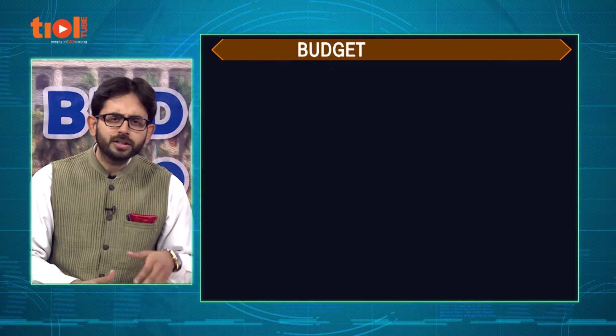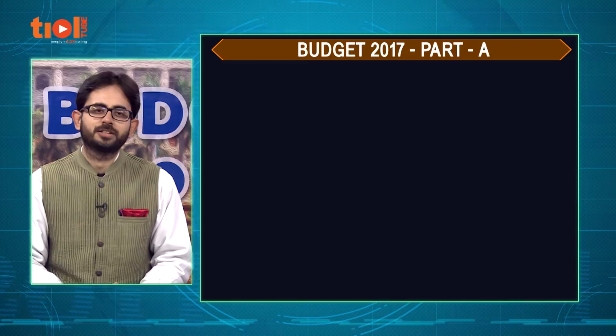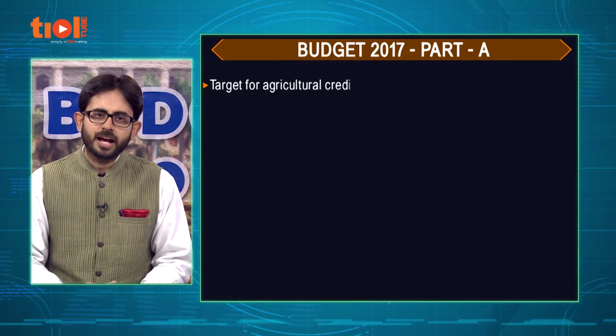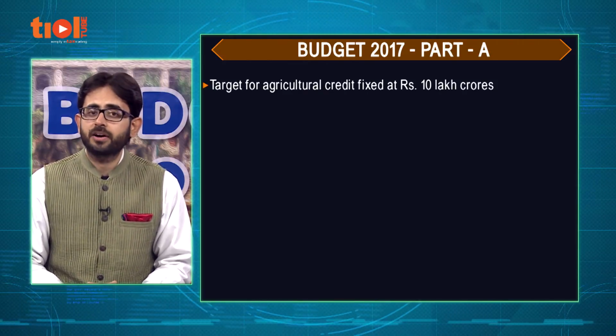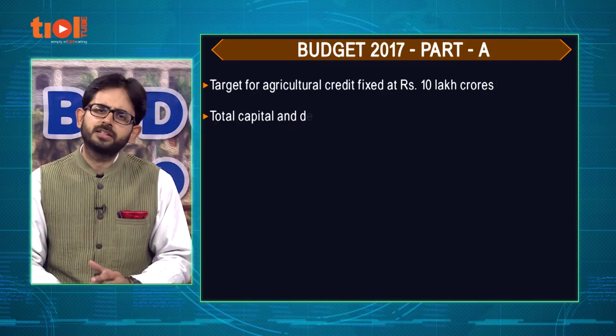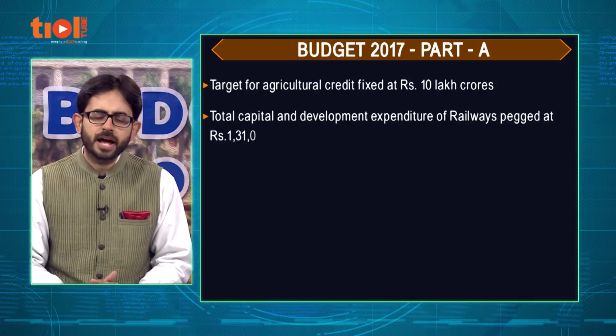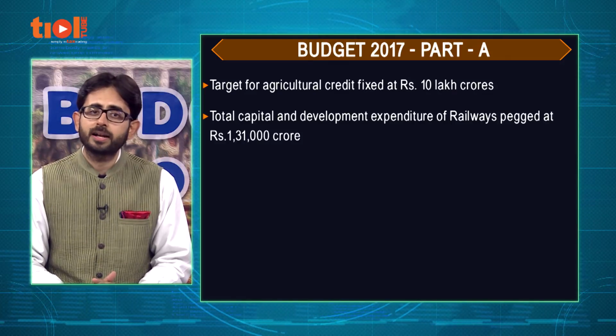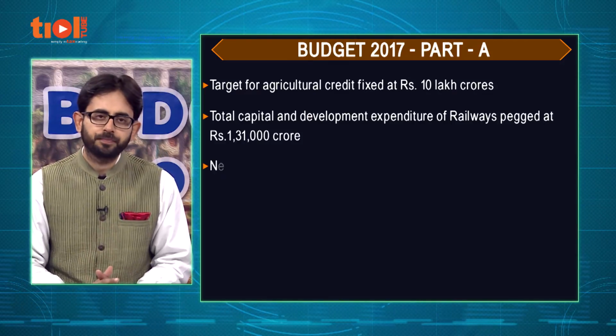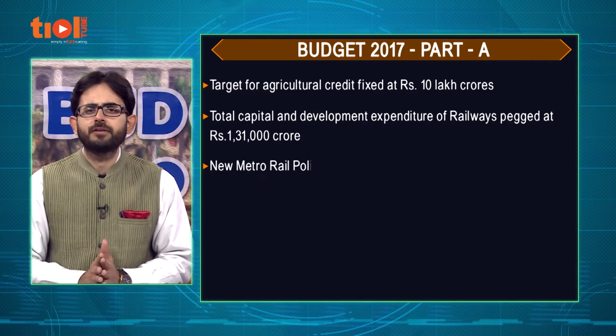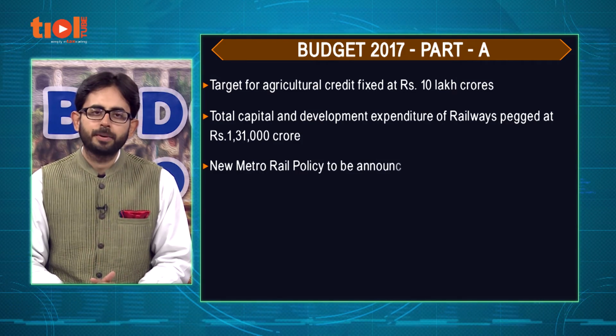Now let's focus on the other critical issues of the budget. Target for agricultural credit has been fixed at Rs 10 lakh crores. As far as the railway sector is concerned, total capital and development expenditure of railways has been pegged at Rs 1,31,000 crores. Further, a new metro railway policy is to be announced by the Government of India. How would you rate the budget for your sector specifically in terms of tax reliefs?